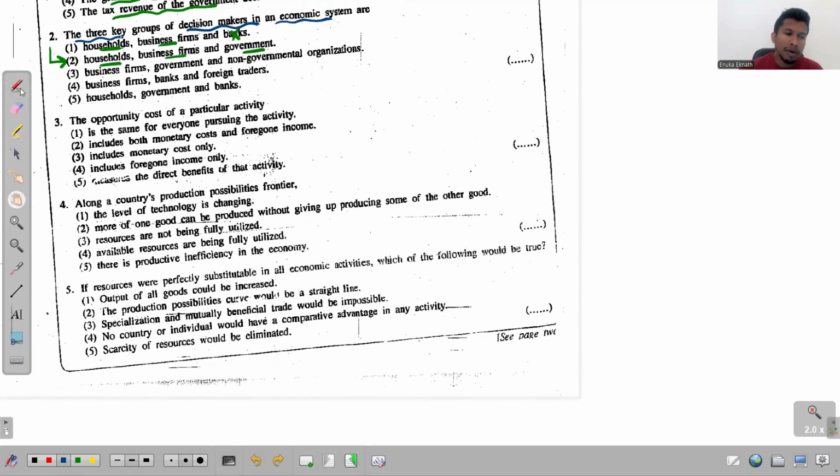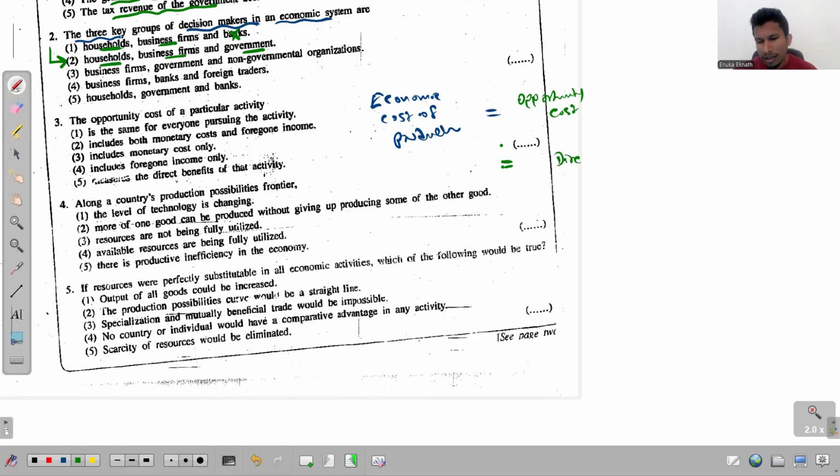I hope you remember the way we define the economic cost of production in unit 4. The economic cost of production is equal to the opportunity cost. And if you remember, in this lesson, we calculate this opportunity cost, or the economic cost of production, as a summation of direct cost and indirect cost.